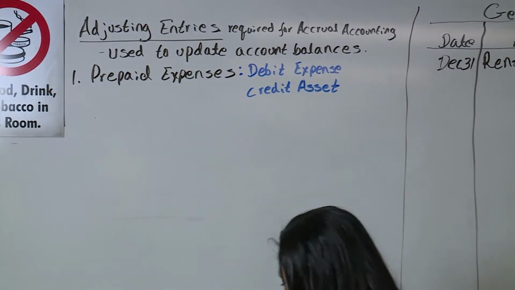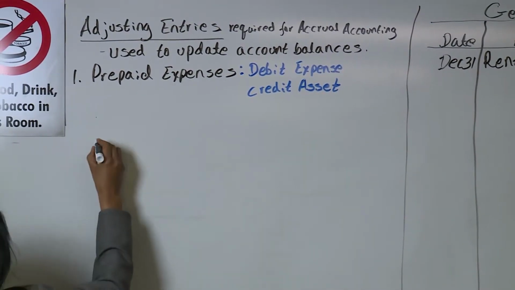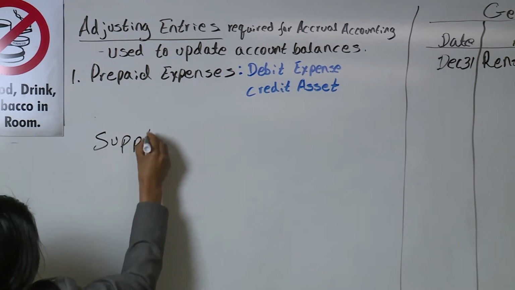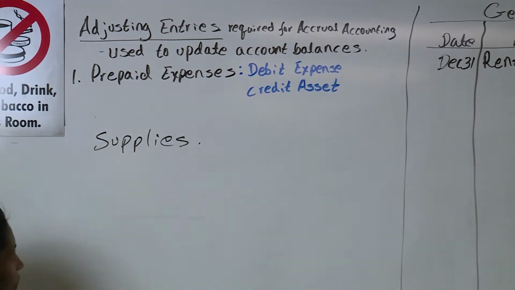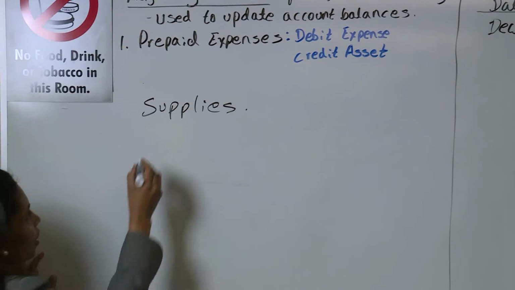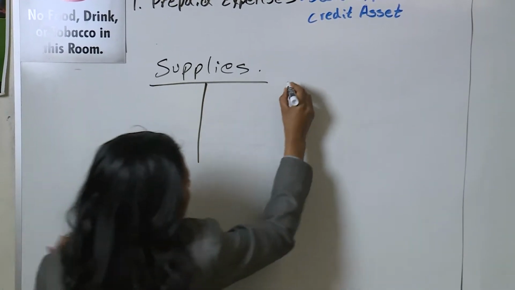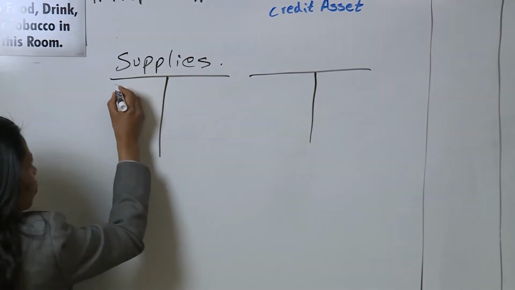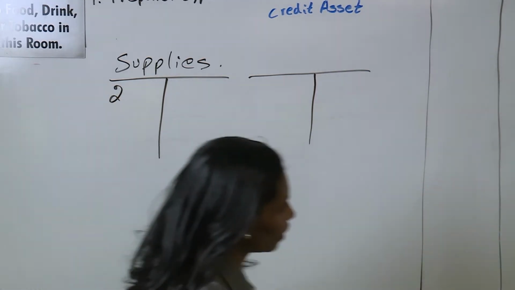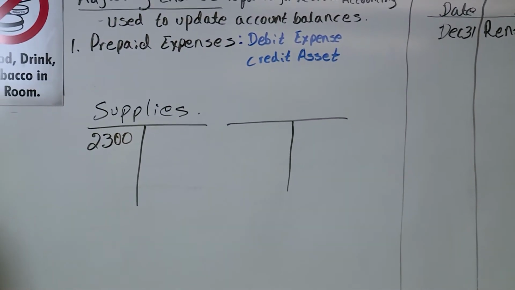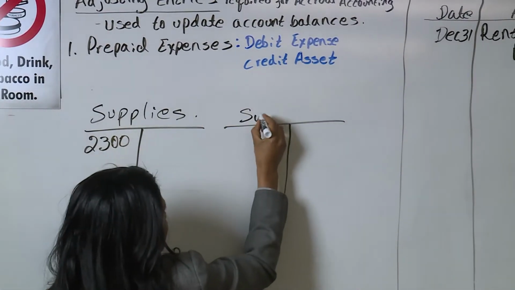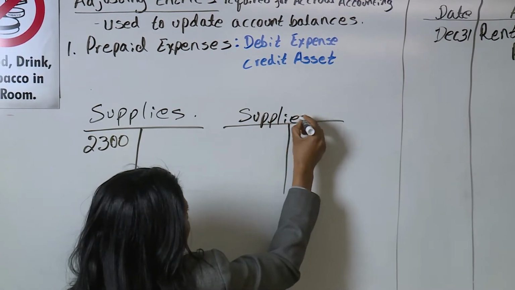What's next? The next item I have is supplies. So for supplies, what happened was when we bought supplies, we debited the supplies account. Here's the same one, 2,300, and supplies expense.